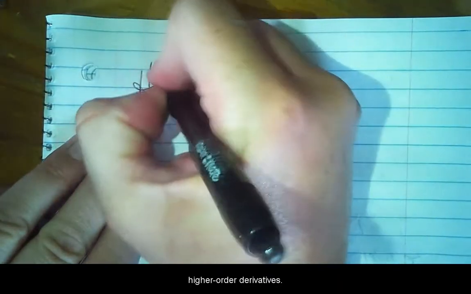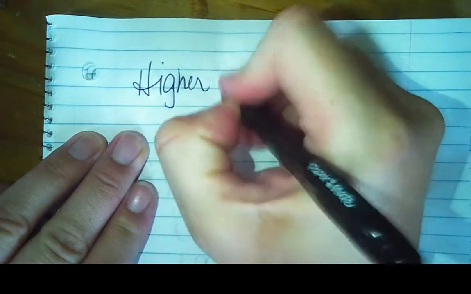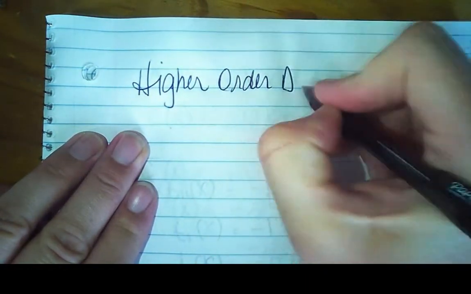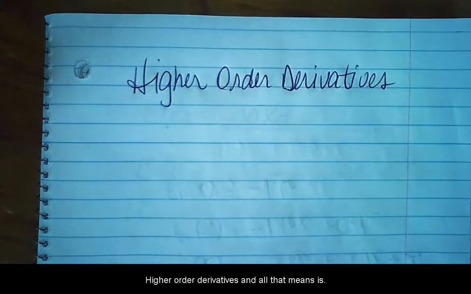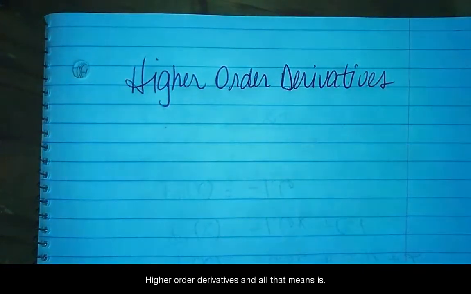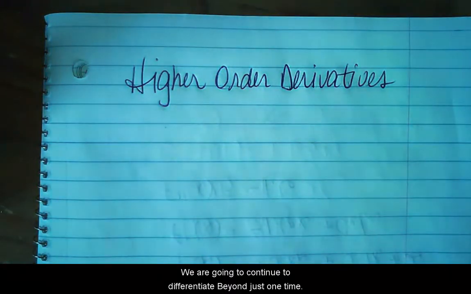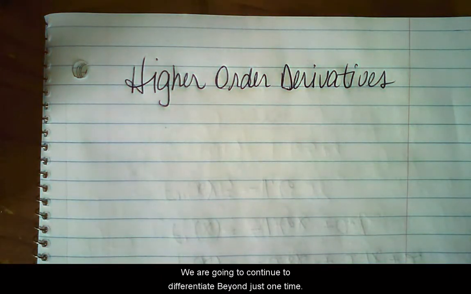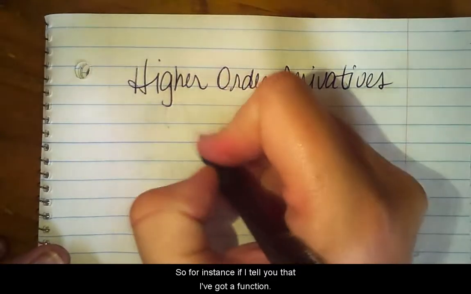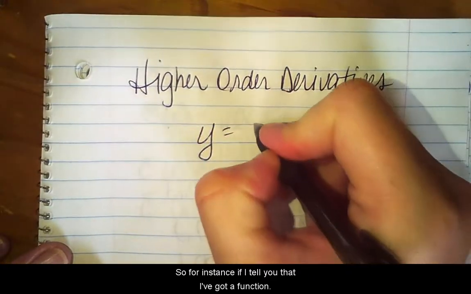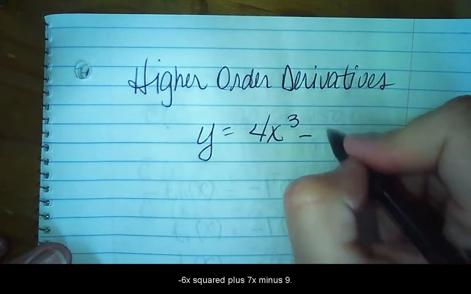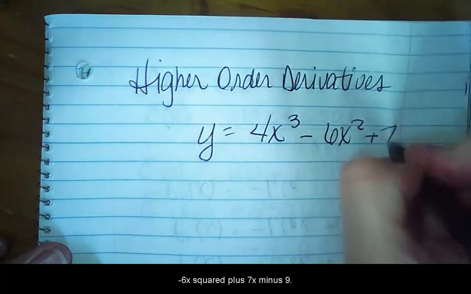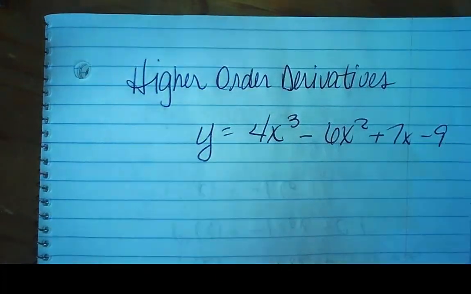So in this section, we're going to cover what are called higher order derivatives. And all that means is we are going to continue to differentiate beyond just one time. So for instance, if I tell you that I've got a function of 4x to the third minus 6x squared plus 7x minus 9, okay?